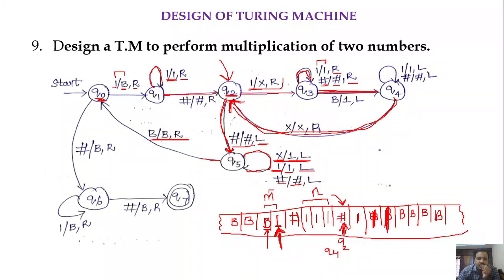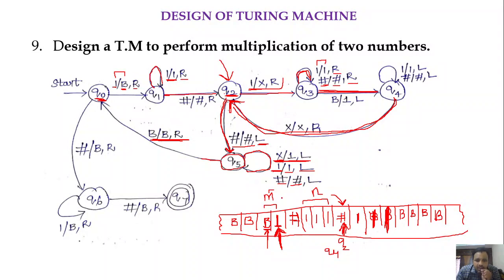Since we have the next one in the m portion, we have to repeat it. The m portion of the input we are considering in state q naught. That's why we have a transition from q5 to q naught on blank.